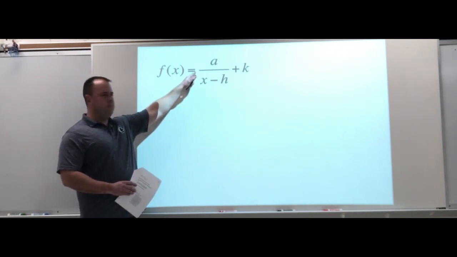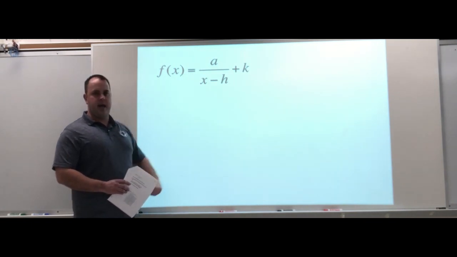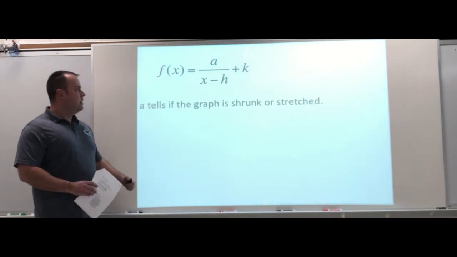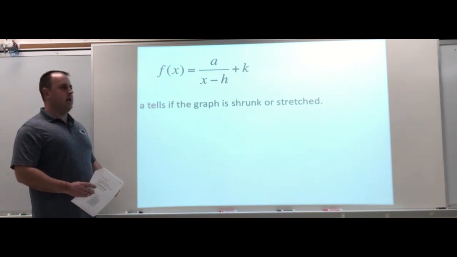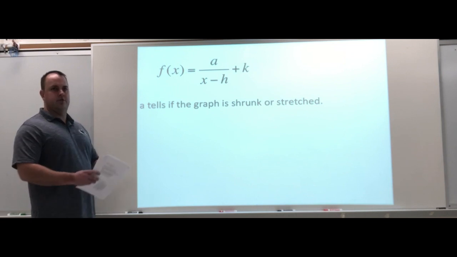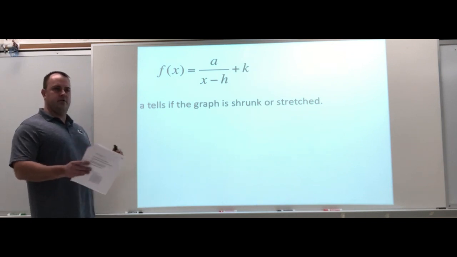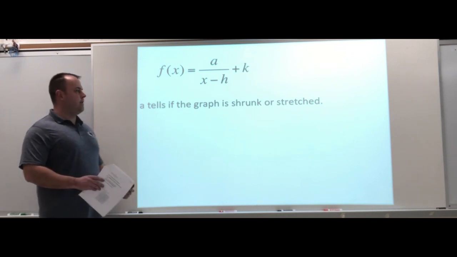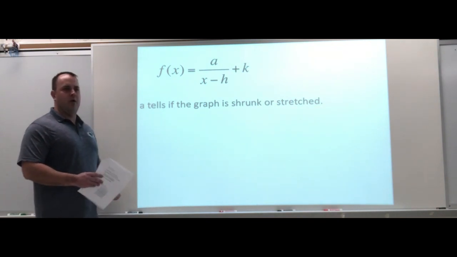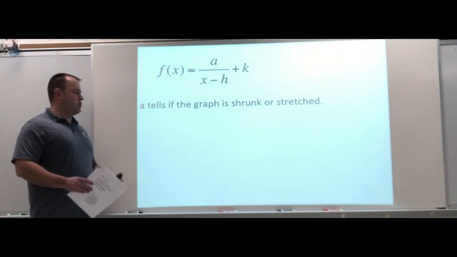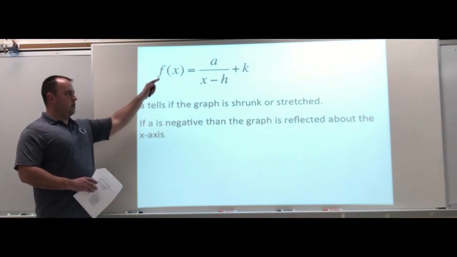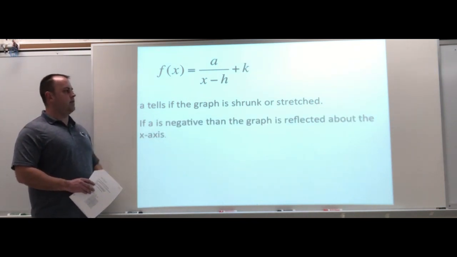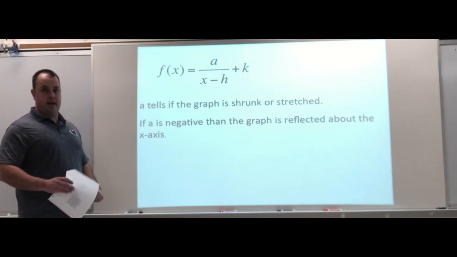And the a, again, could be written out front of this fraction, but again, multiplying fractions, we just move that a in the numerator. The a is still telling us if it's going to be shrunk or stretched. Okay? If a is greater than 1, it's going to be stretched. Less than 1, it's going to be shrunk. So you're looking for that value of a to tell you by what factor it is getting shrunk or stretched by. If a is negative, so you're going to be looking for a negative sign.